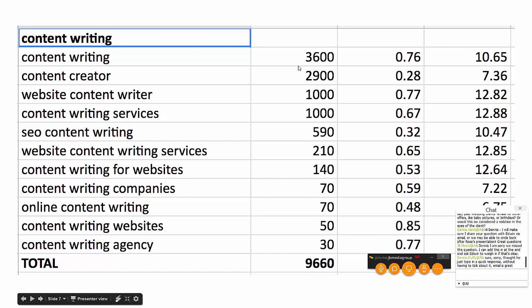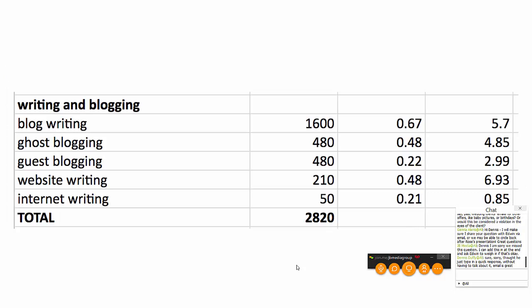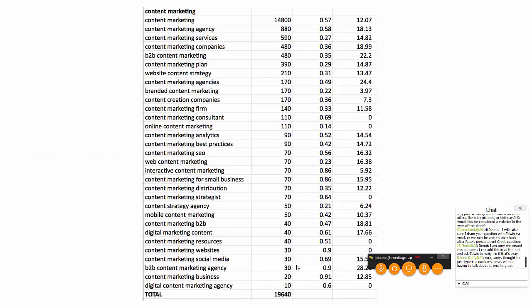So just a quick look, what we can see is that content writing, yep, a lot of people are looking, almost 10,000 a month in the United States. Copywriting for the web, again, lots of people are looking, over 3,000 people a month. Website writing and blogging, again, tons of people are looking, almost 3,000 a month. Whoa, content marketing, so many terms, so much search, almost 20,000 searches a month for content marketing. So from the keyword research, we can be like, oh yeah, content marketing, content creation, this is a big deal.